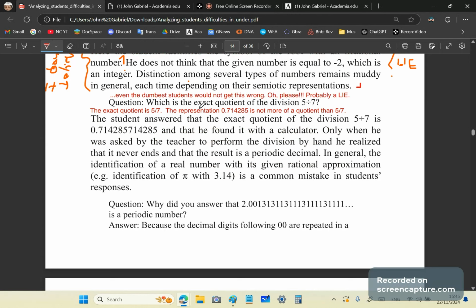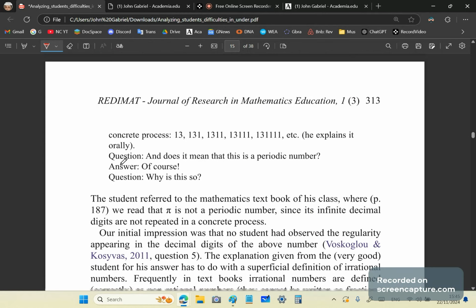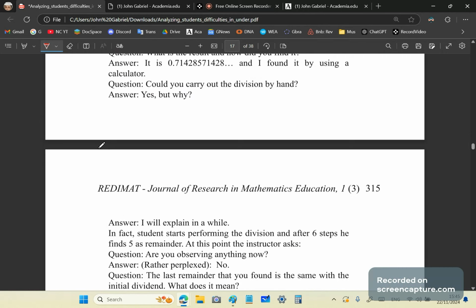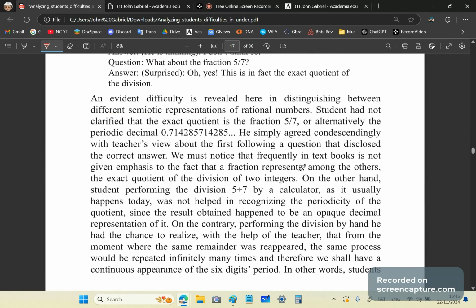So then the question is, which is the exact quotient of the division 5 divided by 7? Well, the exact quotient is 5/7. Okay, that's the exact quotient. You don't have to convert it into a decimal representation because that's not more of a quotient than 5/7. Okay, and I think that somehow later on they tend to come to that same conclusion. So, in other words, if you read further on, that's what it means. Okay, so they're actually agreeing with me on that, which is kind of strange because most people don't really know that.